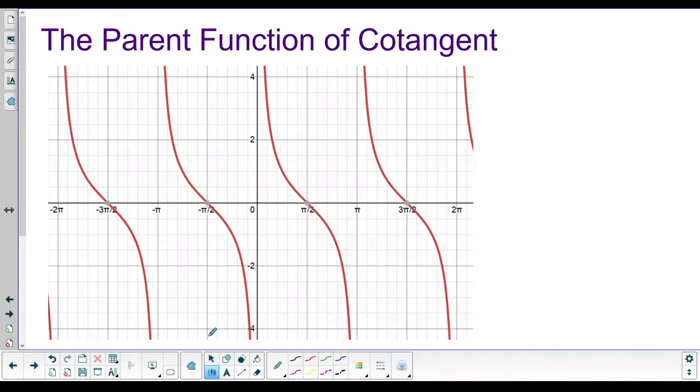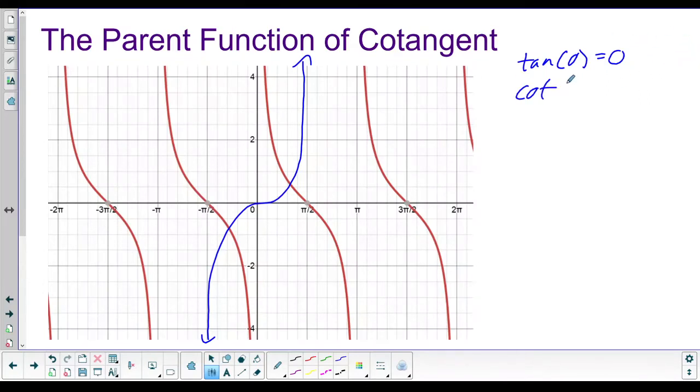So for one section of our tangent graph, it'll look like this. Okay. So when tangent of 0 equals 0, that means if we take the reciprocal of this, cotangent of 0 is 1 over 0. So we get a vertical asymptote like that.